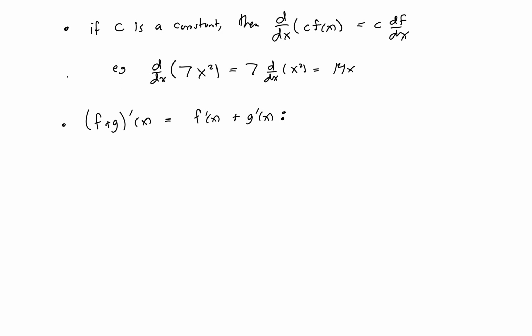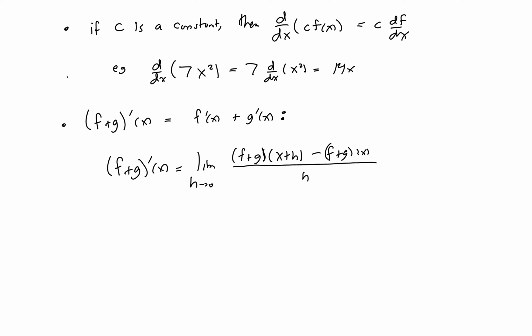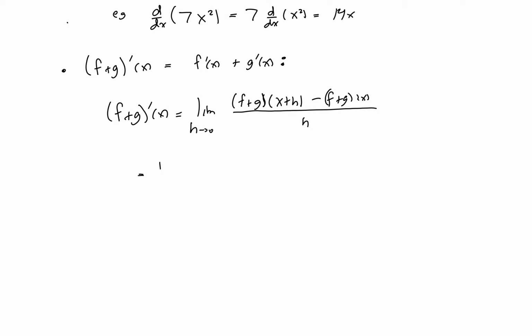Well, let's just write down the definition. So this is the limit as h goes to 0 of (f plus g)(x plus h) minus (f plus g)(x), all over h. And now we just write down what a sum of functions is. So this is just f(x plus h) plus g(x plus h) minus f(x) minus g(x), all over h.